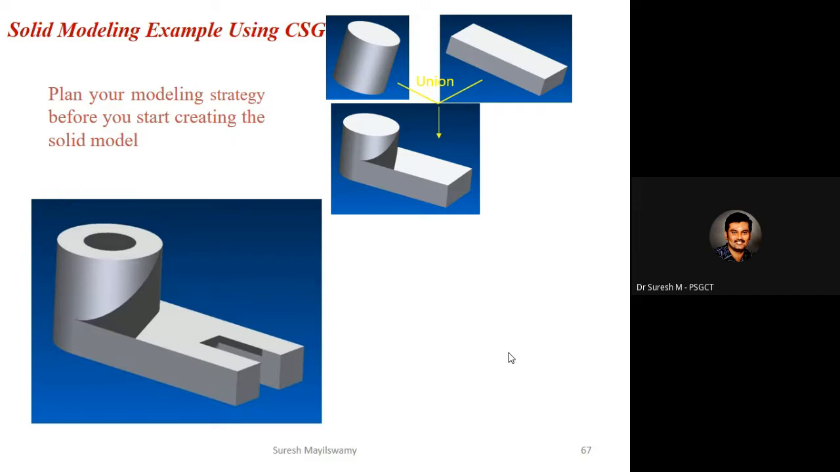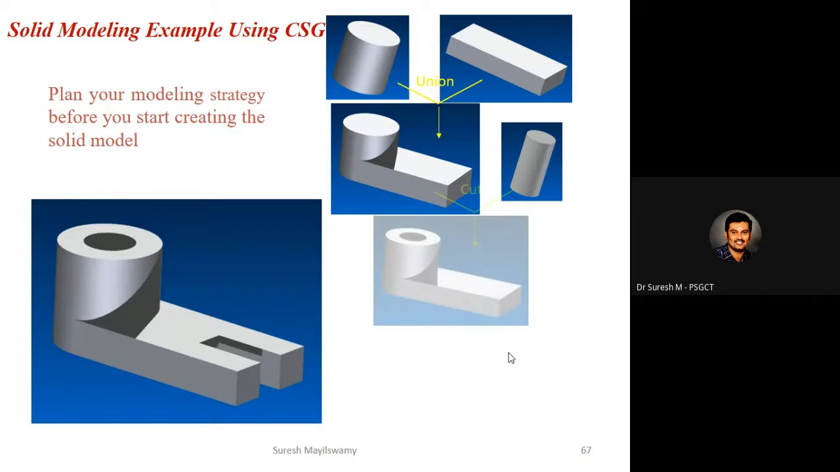But I need to remove the hole from the cylinder. Remove some portions from the cylinder. I need to make a hole. So for that I am going to introduce the next cylinder. From this A union B solid, I will subtract this. So this is called as cut.